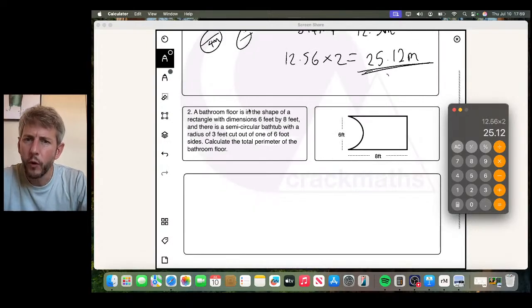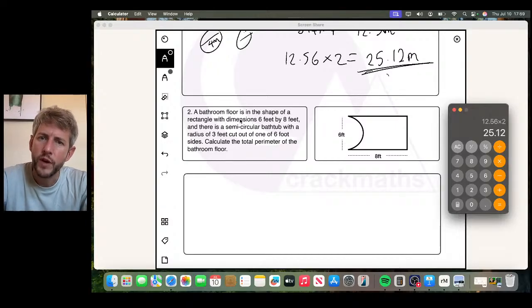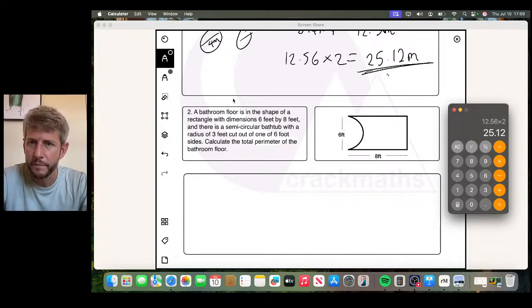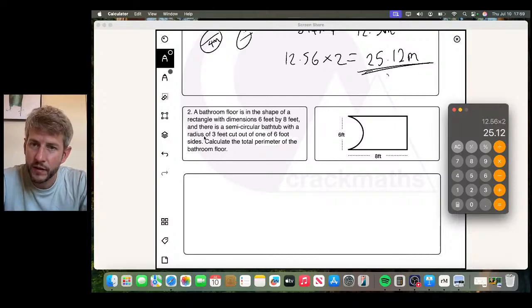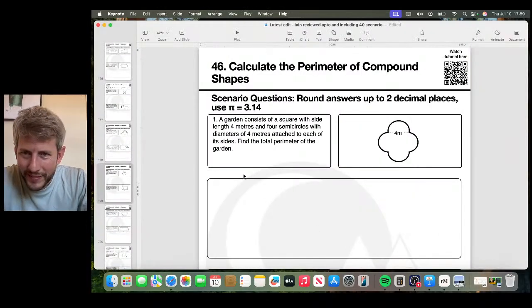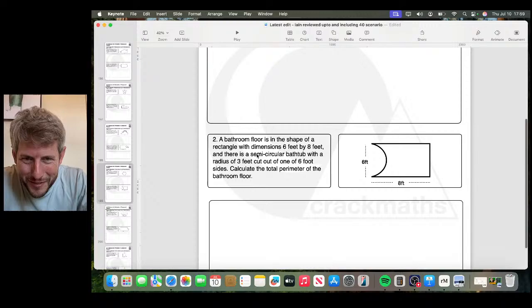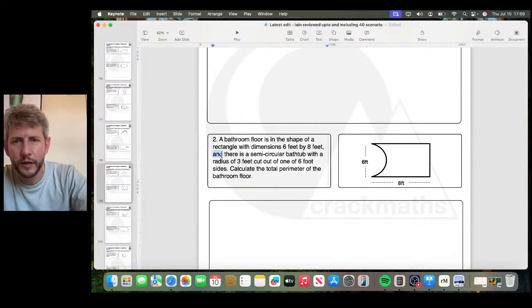Question 2. A bathroom floor is in the shape of a rectangle with dimensions 6 feet by 8 feet. And there is a, okay, that's a new sentence. There is a semicircular bathtub with a radius of 3 feet cut out. Yeah, okay. Oh dear. This is what happens when maths teachers construct long sentences. Right.